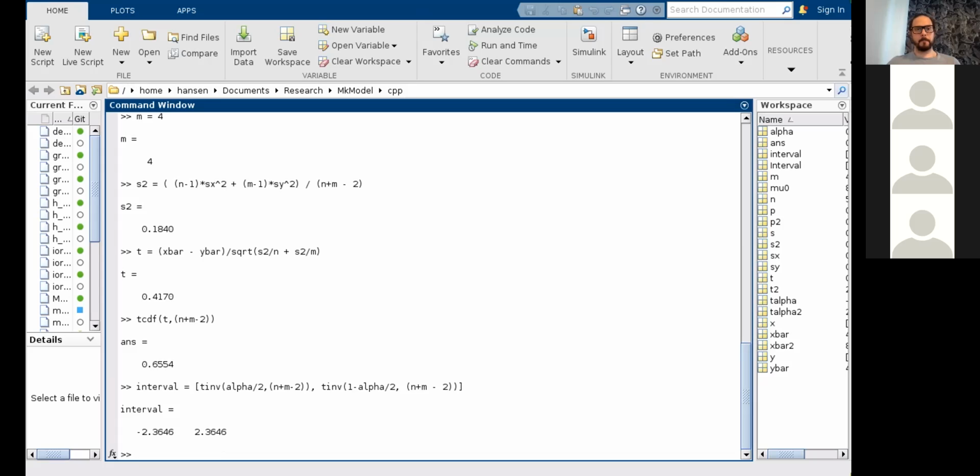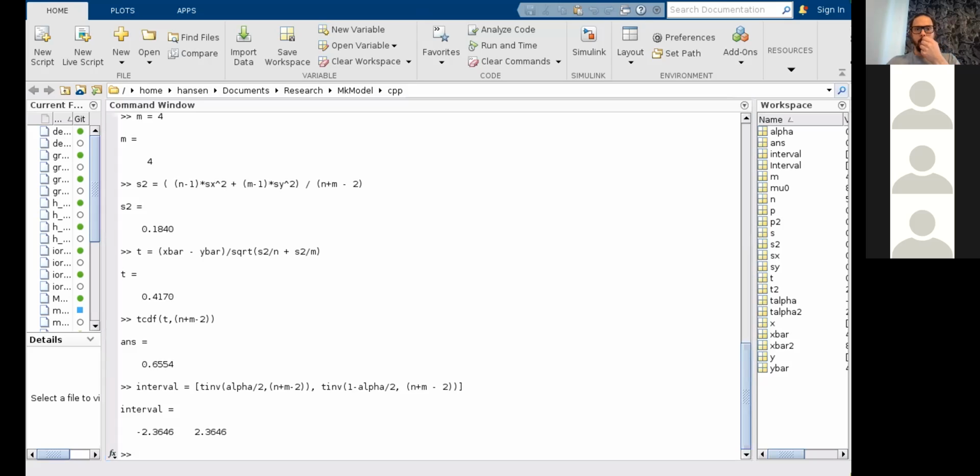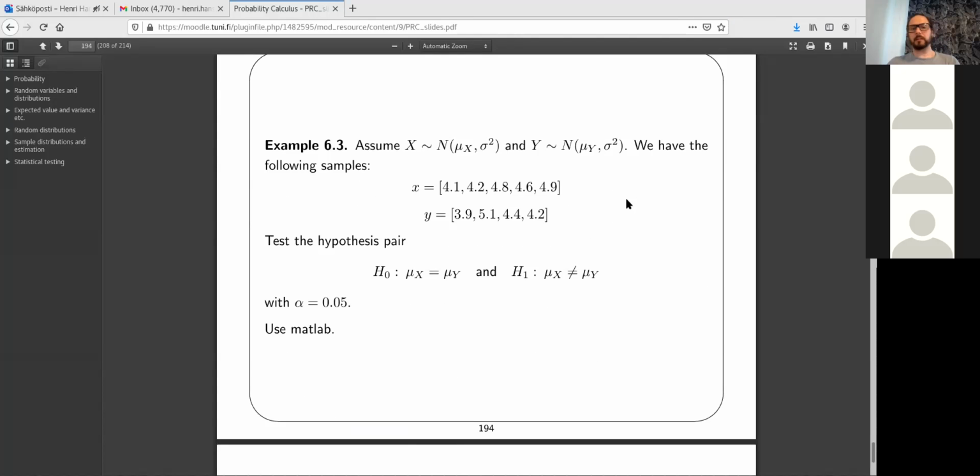Right. I hope this was informative to you guys. So let's move back to the material. That was the example. Please be prepared to recreate this example and understand these numbers.